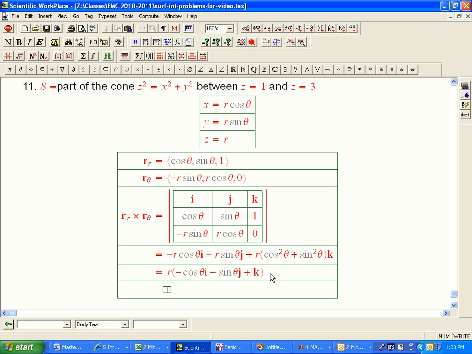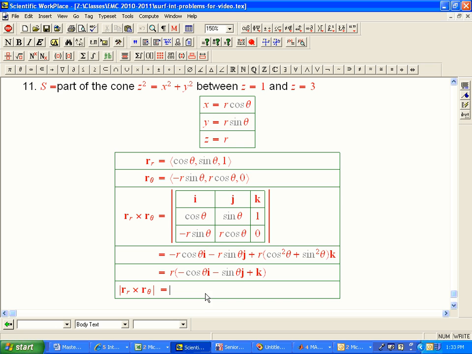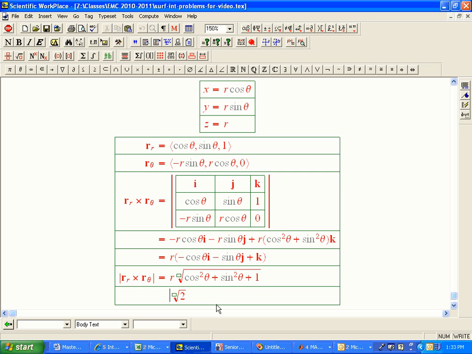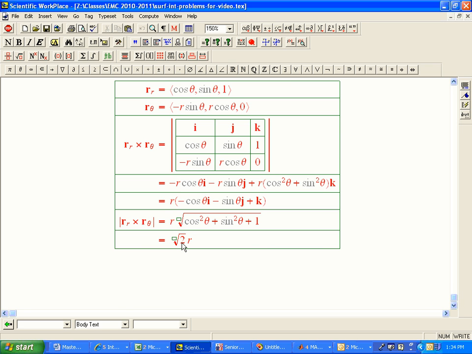So the magnitude of that vector is just the r comes out, as any positive scalar would, times the square root of cosine squared theta plus sine squared theta, and then plus 1. And so that's going to be a root 2, equals root 2 times r. Okay. And I talked about in class how that root 2 is a slope factor. The fact that that cone is tilting up at a 45-degree angle gives us a stretching factor of root 2. And then the r is basically the standard polar Jacobian factor of r.